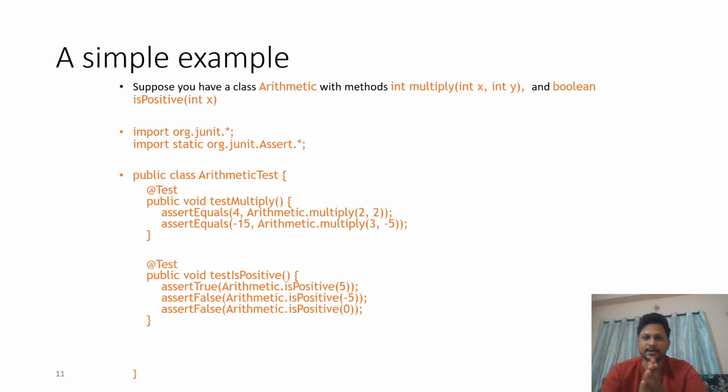Okay, and here is a very simple example. Suppose we have a class called Arithmetic with methods. How will you declare that? The sample code shows int multiply, int sum of int x, y, z, and a boolean isPositive that returns whether a value is positive or not. For that we are writing the JUnit test case.